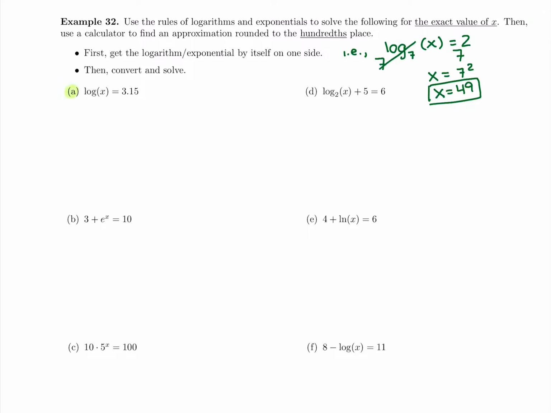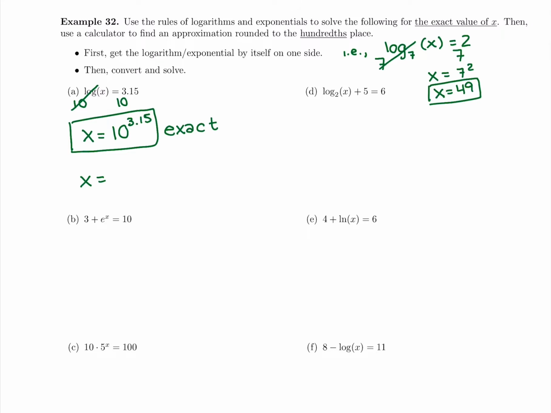So looking at letter A, we have log of x equals 3.15. So the log is already by itself. We want to use base 10 to get rid of that log. So 10 to the log of x will just give us x equals 10 to the 3.15. There's our exact answer. And then I'm going to grab my calculator and use my calculator to get the approximate answer. So I'm going to plug in 10 to the 3.15.